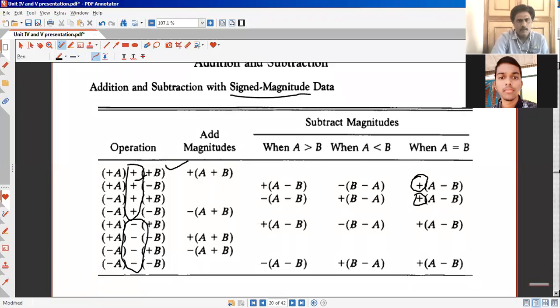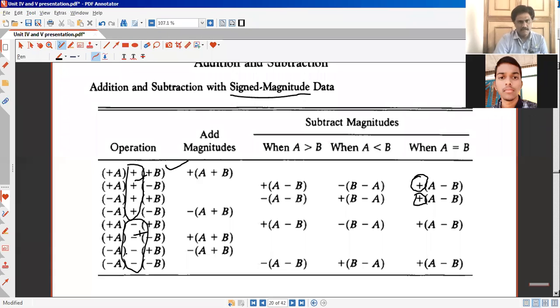If both signs are same, then we will be doing addition. Sorry, if both signs are different, then we'll be doing addition. So plus A minus of minus B, then minus and minus will become plus. So that means I'm doing A plus B.